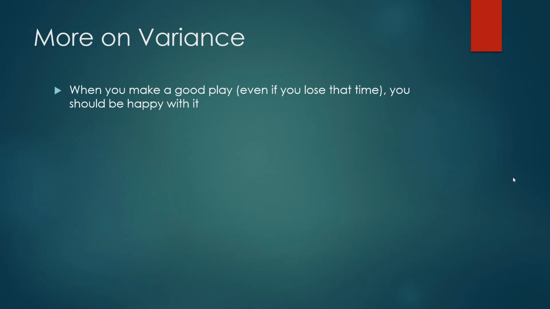Some more on variance. When you make a good play, and we talked about this already, even if you lose, you should still be happy you made the play. You'll see people at a poker table get mad, they make a play, it was the right play, they lost the hand because of the luck component, right? But then they're unhappy. It's like, you should be ecstatic. You should be like, I made the best play. If I could have seen your cards, I would have made the exact same play. It happens 10 more times, I'm going to do exactly the same thing. That's how you make your money, right?